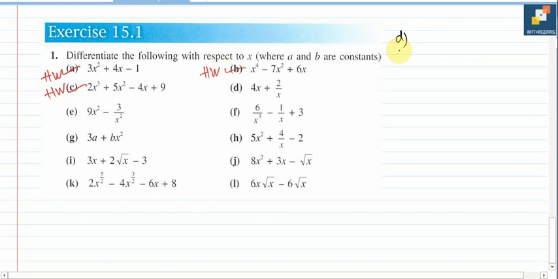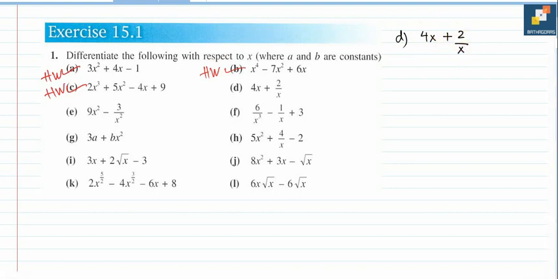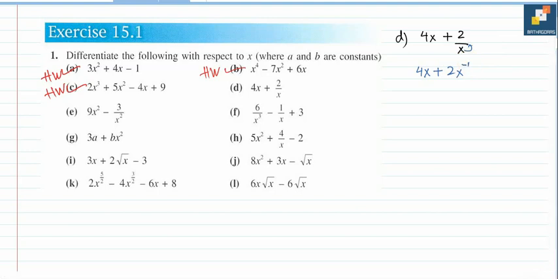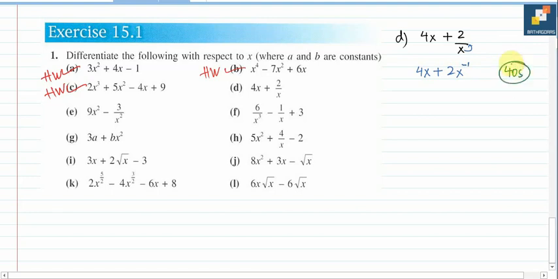So for part D, the first is 4x plus 2 divided by x. You need to solve it further, but I will just help you with the first step. It's 4x plus 2. If you shift x to the numerator, that will be x to the power minus 1. Now you need to differentiate it. First you need to give it a try by yourself, and the time for this is 40 seconds. So give it a try.